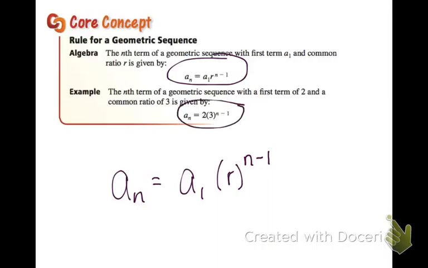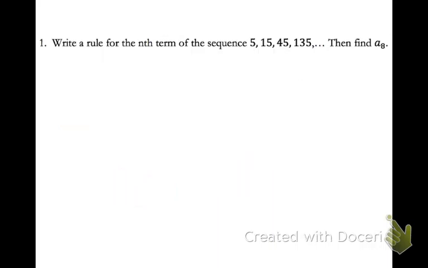This would be your first term is 2, and your common ratio is 3, so you're multiplying by 3 each time. Okay, we're going to write a rule for the nth term of this sequence, and then we're going to find a sub 8. So again, our rule looks like this. First term times r to the n minus 1.